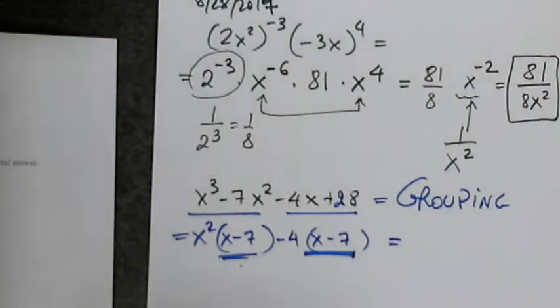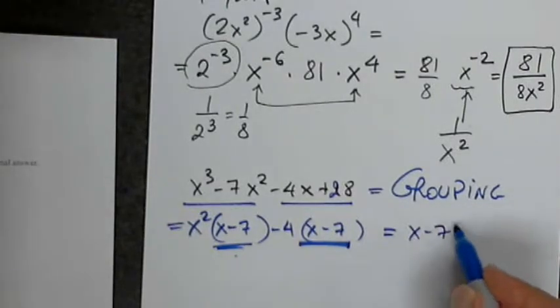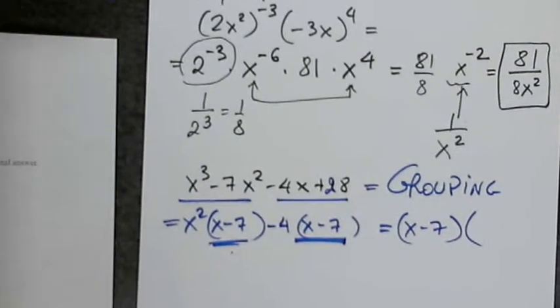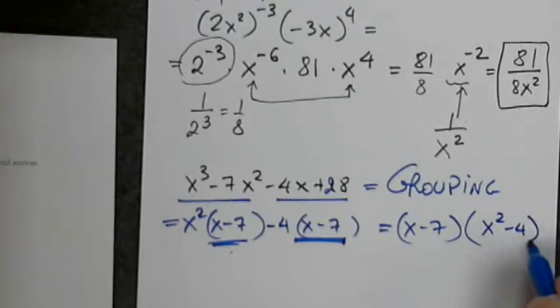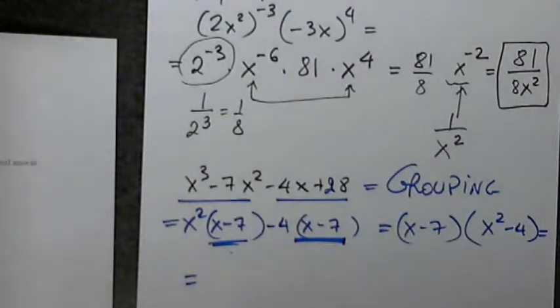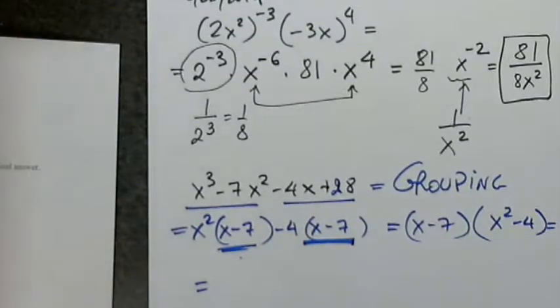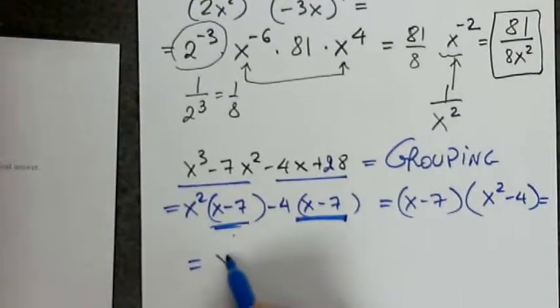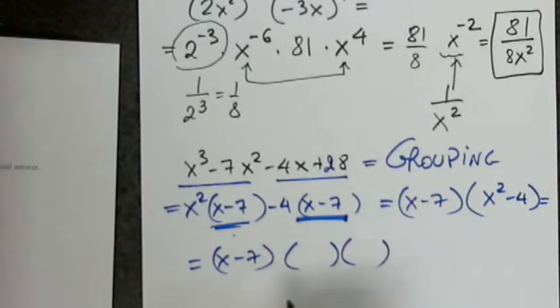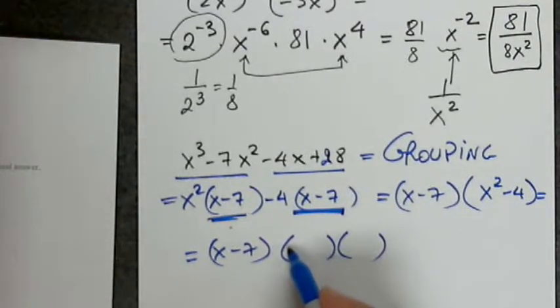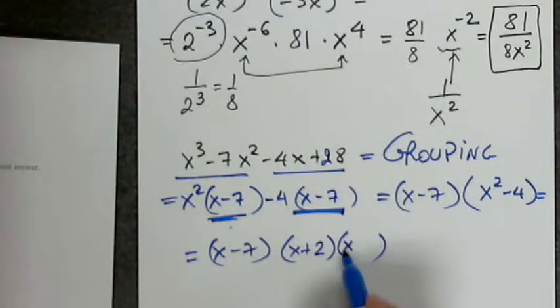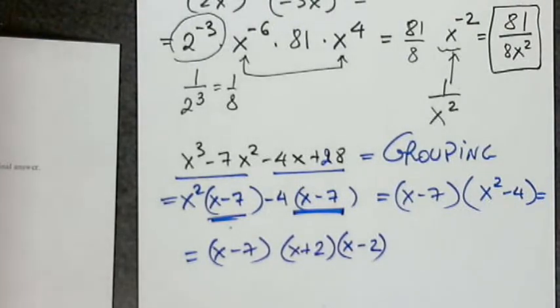Good. Very good. Now I pull out the common factor, which is x minus 7. And then? X squared minus 4. Good. And I have a difference of squares. So what do I do next? Good. Excellent. How do I factor that? On the difference of squares, you do x plus 2 and x minus 2. Good. And I just want to draw your attention to 1 second here.